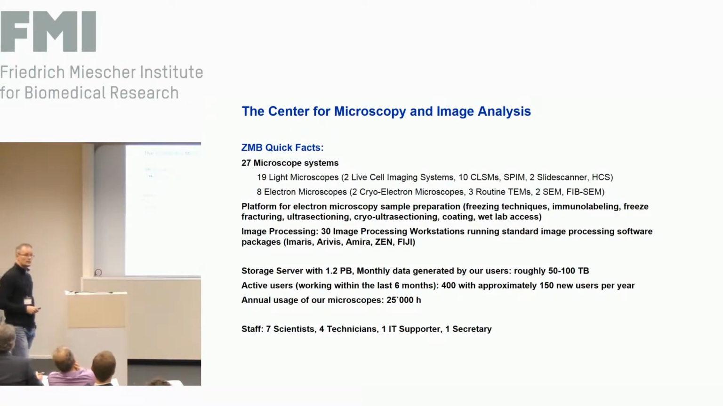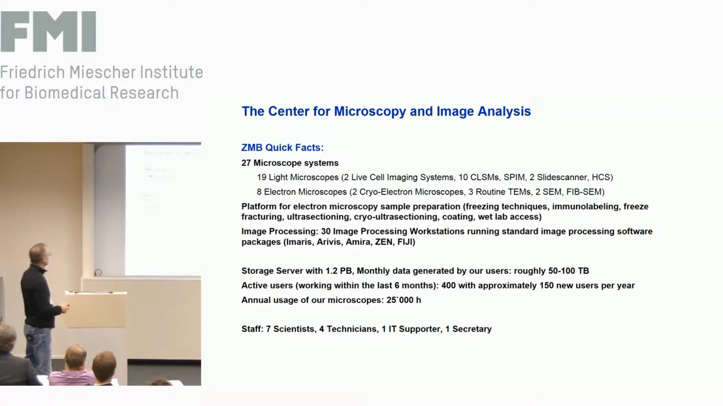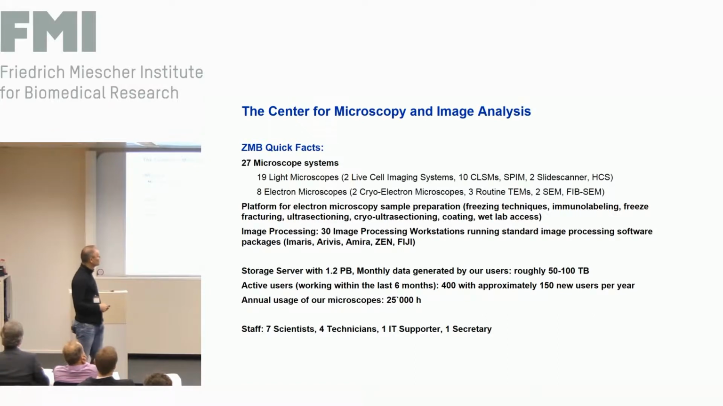We operate 27 microscopy systems. Not research groups that have their own. So it's relatively large. It's 19 light microscopes, everything basically. It's light scanners, it's high content screening, it's light sheets. We have 2 cryo-electron microscopes. We have TEMs. We have scanning electron microscopes for 3D imaging, focused ion beam. So it's basically the whole flavor of microscopes.